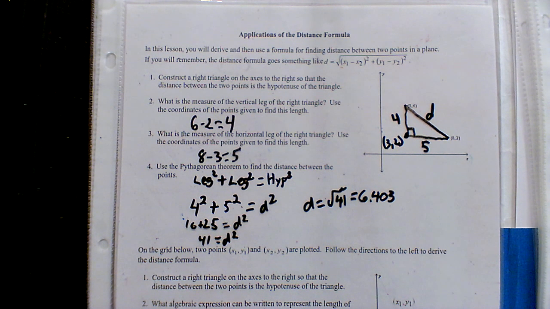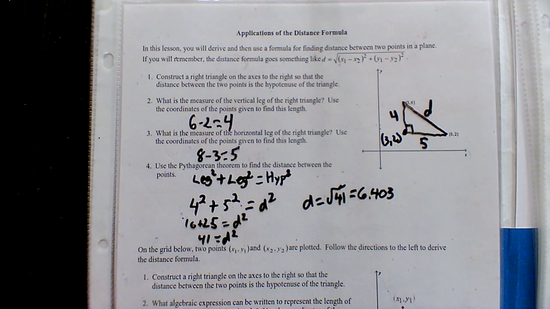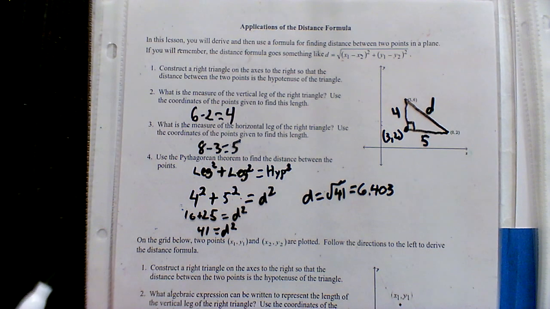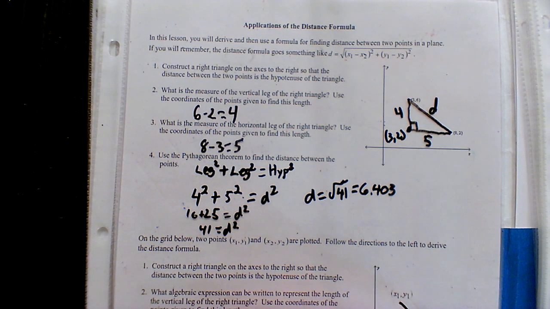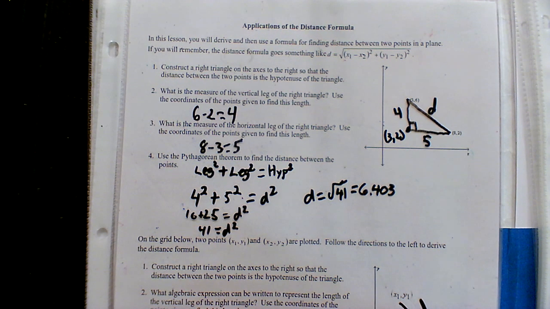Alright, so number 1. Construct a right triangle on the axis to the right so that the distance between the 2 points is the hypotenuse of the triangle. So again, we're going to connect them so it's the longest side. And again, we're trying to find that distance there.